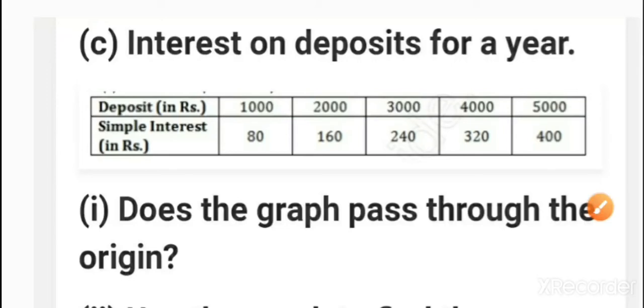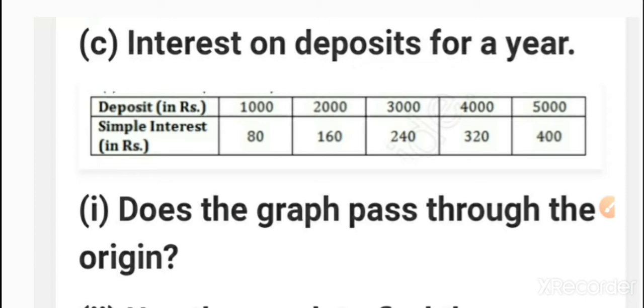Now children, see the question. Interest on deposit for a year. The deposit amount is rupees 1000, and its simple interest is 80. Like that, if it is 2000, it is 160 rupees interest. If it is 3000, 240. If it is 4000, 320, and 5000 means 400 rupees interest.